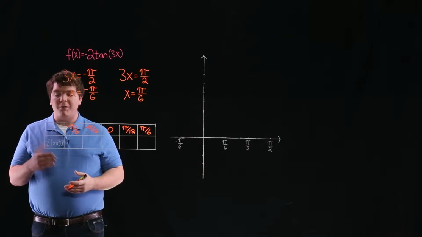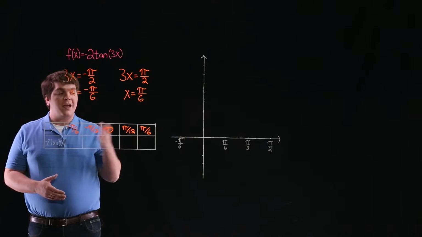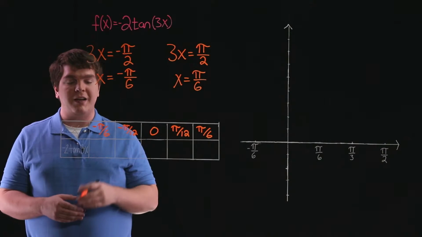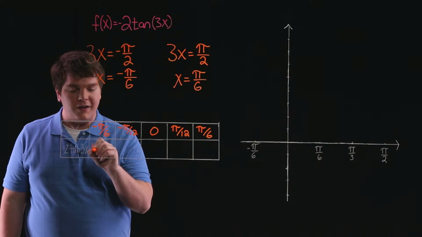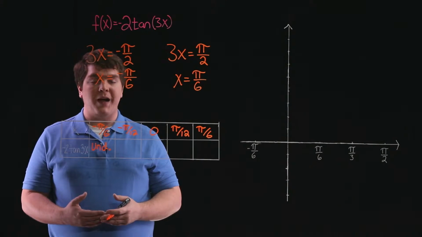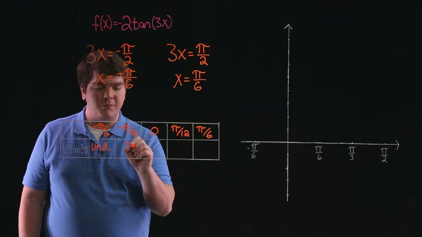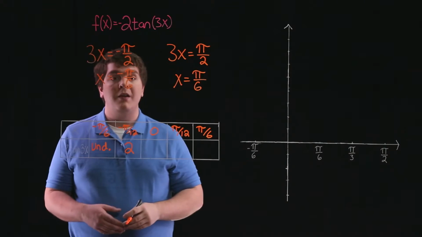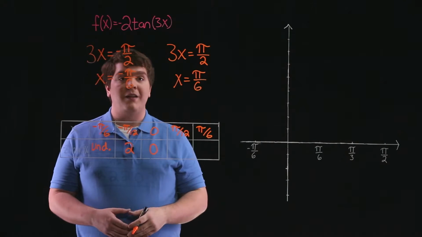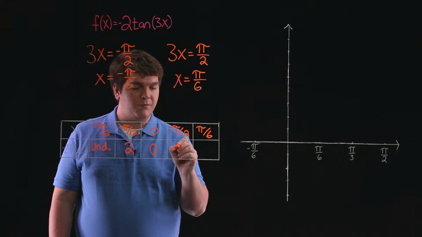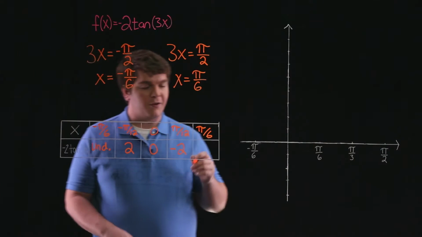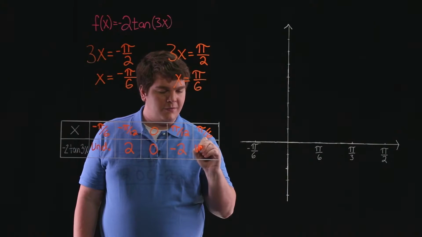So from here, we can evaluate -2 tangent of 3x at each of these points. Evaluating -2 tangent of 3x at -pi/6, we see that this is undefined. Evaluating at -pi/12, this is equal to 2. Evaluating at 0, we have 0. Evaluating at pi/12, we have -2. And evaluating at pi/6, we have a vertical asymptote, so we are undefined.